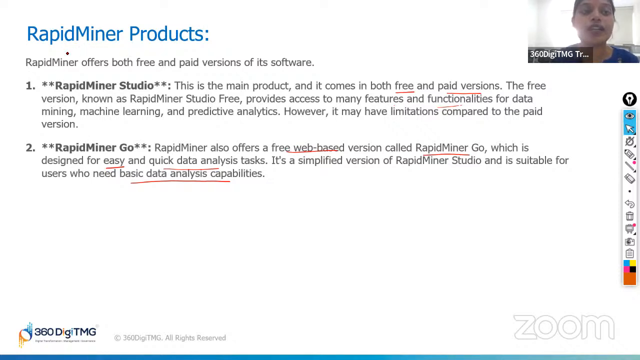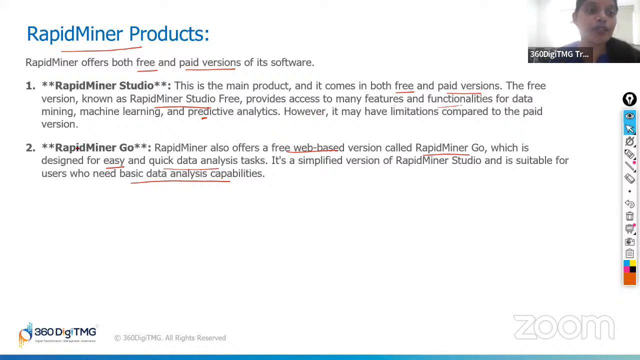So first of all, we are discussing the different products of RapidMiner. Both free and paid versions are available for this software. The first one we are about to discuss is RapidMiner Studio. What is RapidMiner Studio? This is the main product. It is available in both a free version as well as a paid version. The free version is known as RapidMiner Studio Free. It contains many features and functionalities which allow users to perform data mining, machine learning, and predictive analysis. The free version will have a few limitations compared with the paid versions.